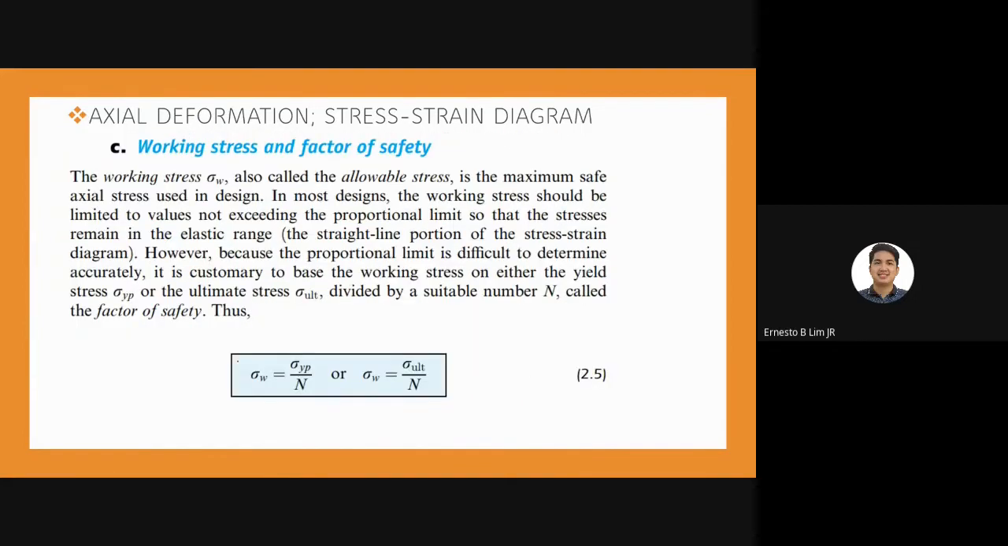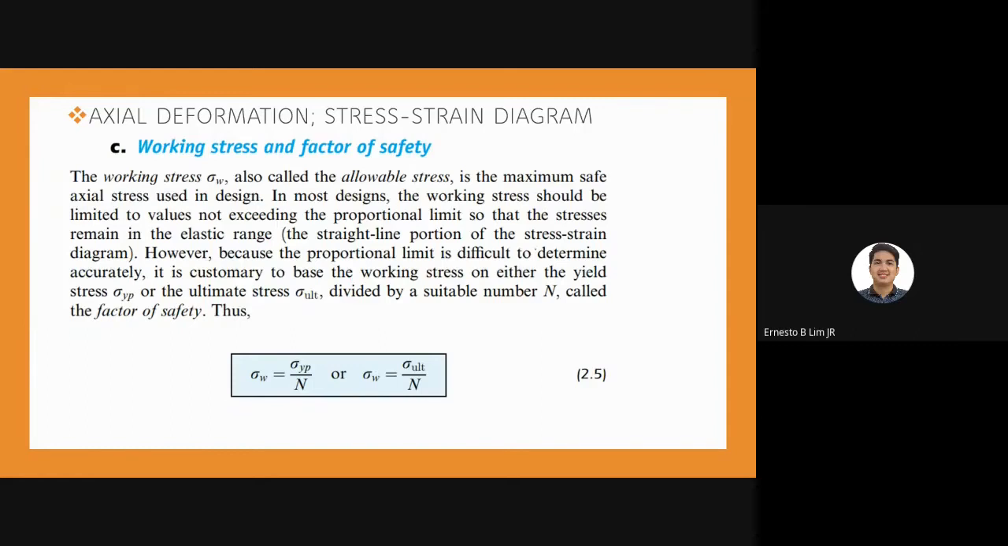Then we also have the working stress and factor of safety. So the working stress, or sigma W, also called the allowable stress, is the maximum safe axial stress used in design. So in most designs, the working stress should be limited to values not exceeding the proportional limit so that the stresses remain in the elastic range, or the straight line portion of the diagram, if you could still remember.